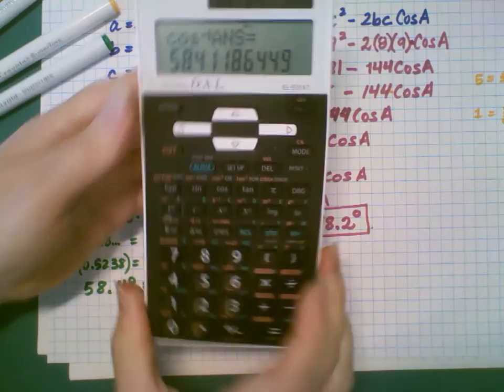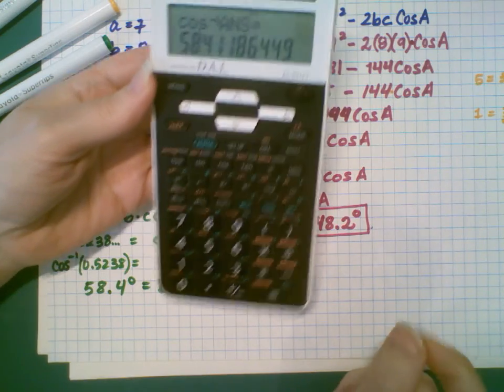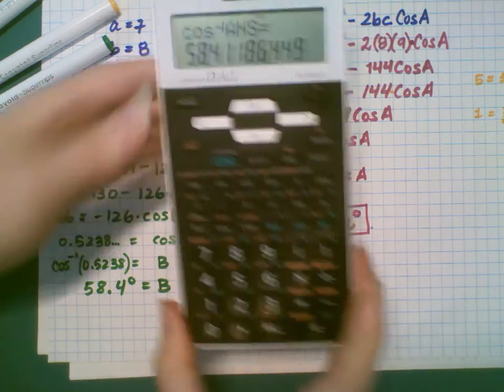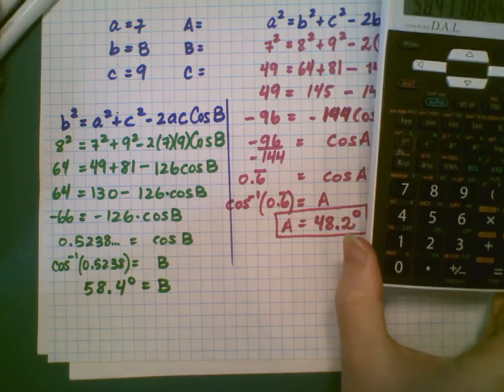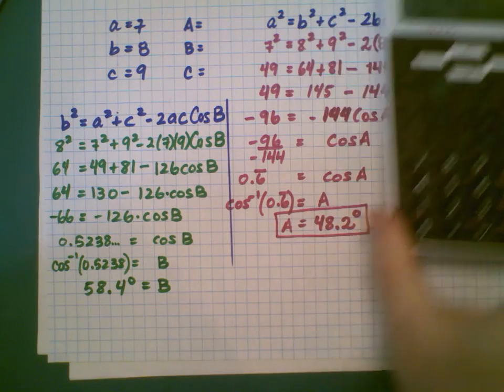Okay, last tip, make sure that your calculator is in degree mode so that it will display numbers that make sense. We haven't seen radians yet, so make sure that you're using degree mode.